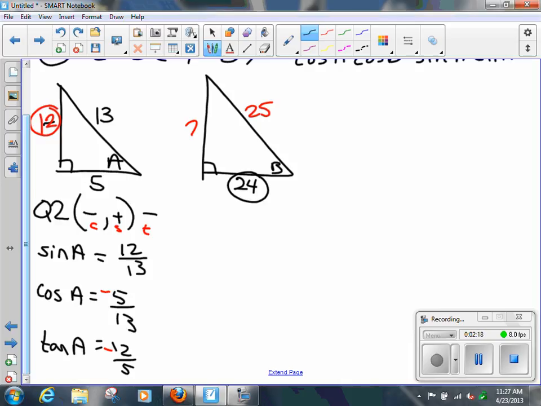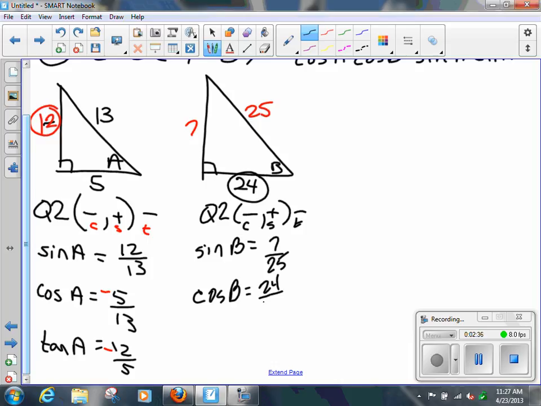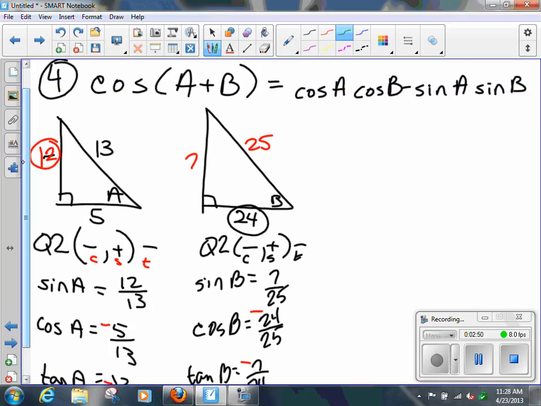Go back to the instructions. It says that the terminal side of B also lies in quadrant 2. Cosine, sine, and tangent. So that means the sine of B is 7/25, cosine of B is 24/25, tangent of B is 7/24. Go back and put in the signs. Cosine and tangent are negative. Now, all I do is fill in my values. That's it for number 4.